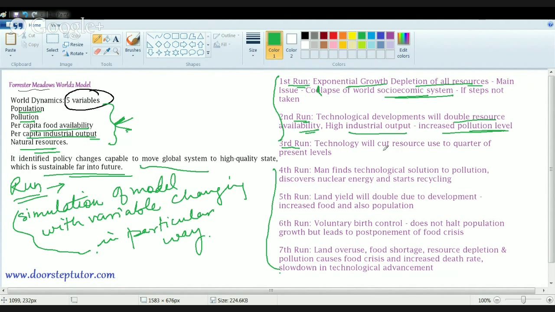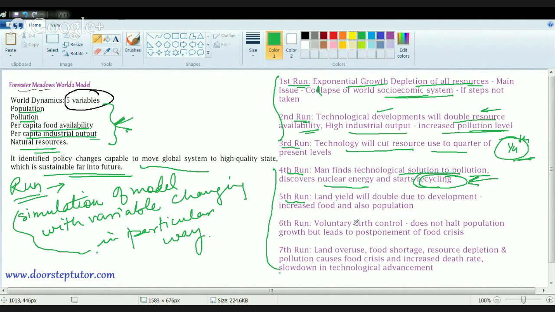In the third run, he previously said that technology would increase the resource availability, but here he said that technology will cut the resources to 1/4 of the present level, because we would be harnessing so much that the resource would cut to 1/4 of the present level. In the fourth run, he talked about technological solutions for pollution. He tried to discover the concept of nuclear energy and focused on recycling or reusing the waste.